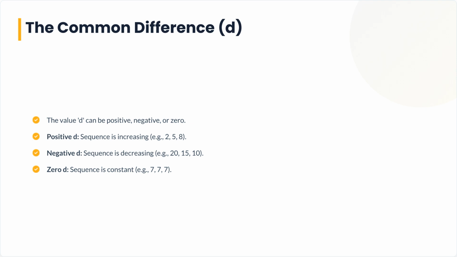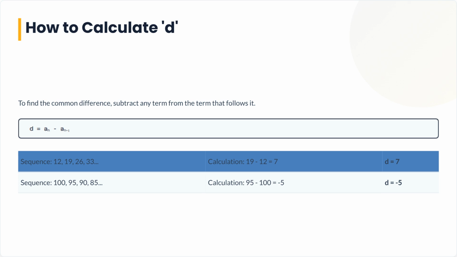If D is positive, the sequence increases. If D is negative, it decreases. If D is 0, the sequence remains constant. To calculate the common difference, simply subtract any term from the term that follows it. The formula is D equals A-n minus A-1.